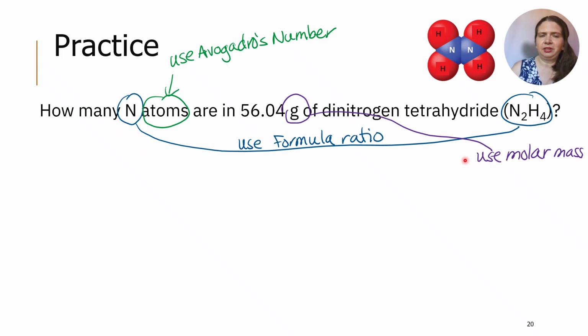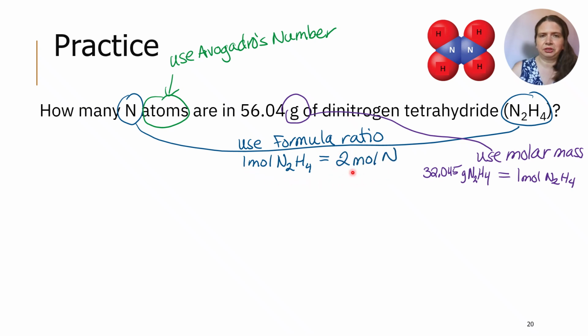Let's start by calculating the molar mass of N2H4. N2H4 has 2 nitrogen atoms and 4 hydrogen atoms. The molar mass of N2H4 is 32.045 grams, and that's equal to 1 mole of N2H4. Now let's think about the formula ratio. 1 mole of N2H4 has 2 moles of nitrogen. The subscript on the nitrogen tells us this ratio. Lastly, let's think about Avogadro's number. 1 mole of nitrogen atoms is equal to 6.022 times 10 to the 23rd atoms of nitrogen.